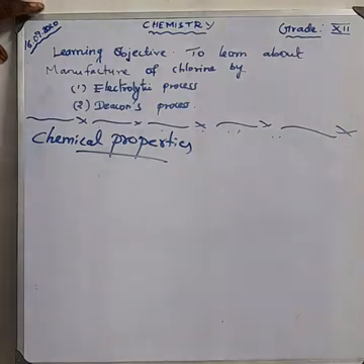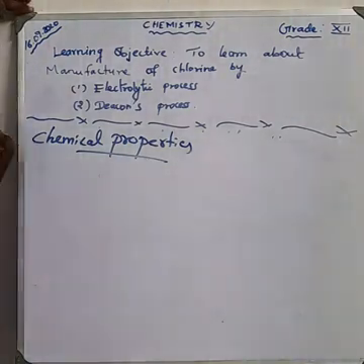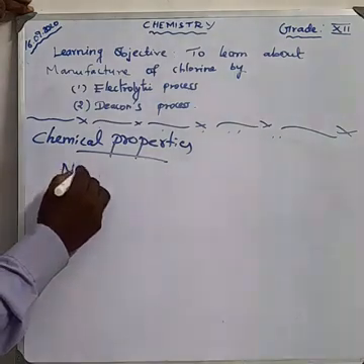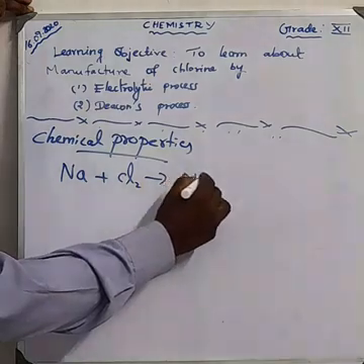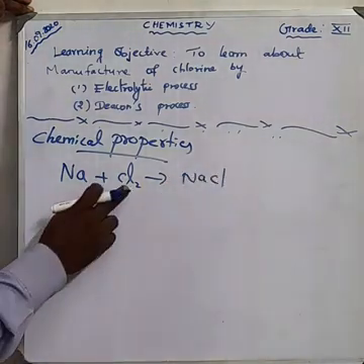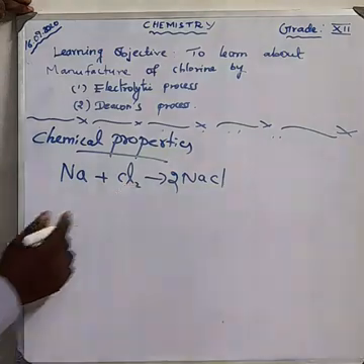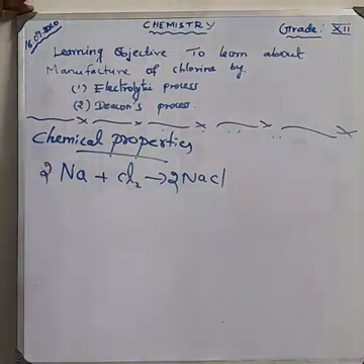Chlorine reacts with metals. Can you say some metals? Sodium, iron, aluminum, copper, etc. First, chlorine reacts with sodium. All of you know that sodium combines with chlorine to form NaCl. How much chlorine is there? 2 chlorine, make it 2 here. How much sodium is there? 2 sodium. Now the equation is balanced.